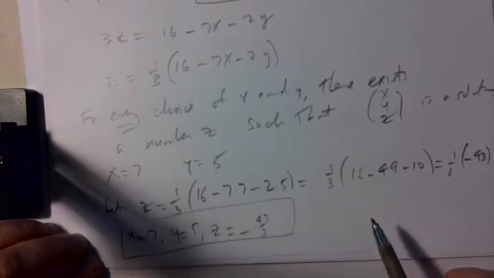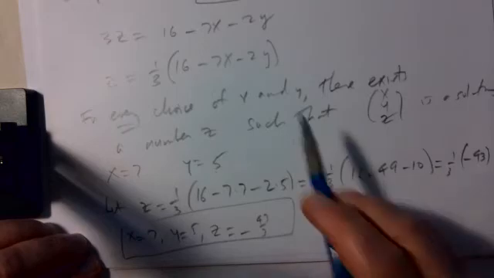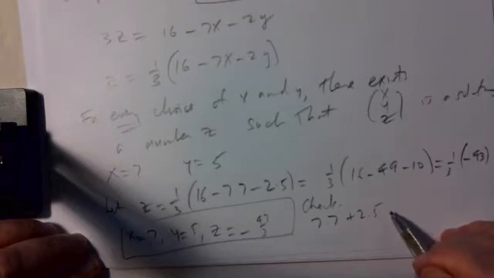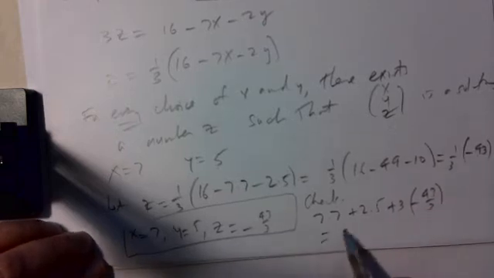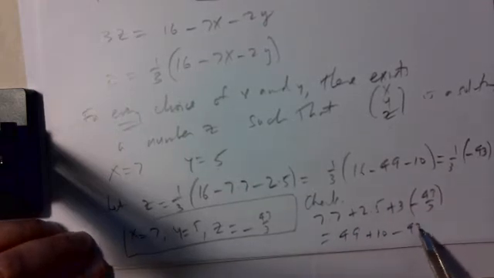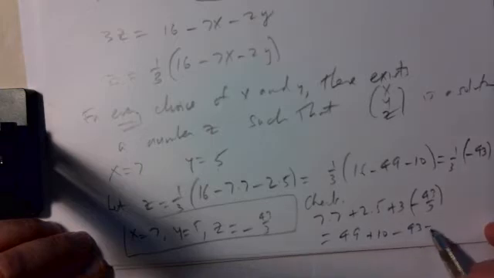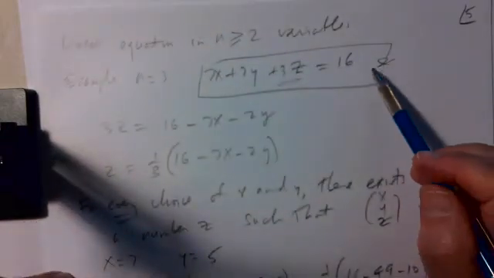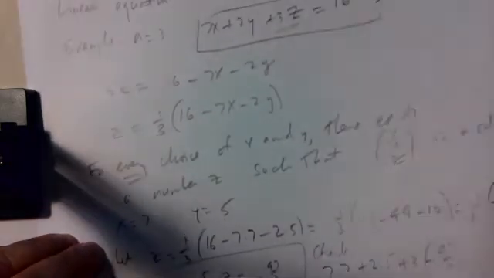So I claim this is a solution. Let's plug it into the equation and check. 7x is 7 times 7, plus 2y is 2 times 5, plus 3 times minus 43 over 3. This is 49 plus 10 minus 43. 49 minus 43 is 6, plus 10 is 16. That's the equation. That's what it's supposed to be. So this is a solution.